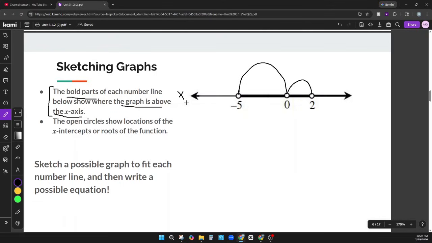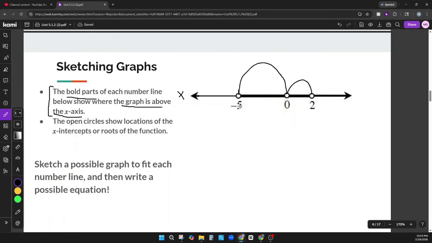And it says the open circles show the locations of the x-intercepts or roots of the function. So I know that my line is going to pass through -5, 0, and 2. And that's represented by my line actually touching those points on the x-axis. But this is not a complete graph. This is not telling me a complete story.